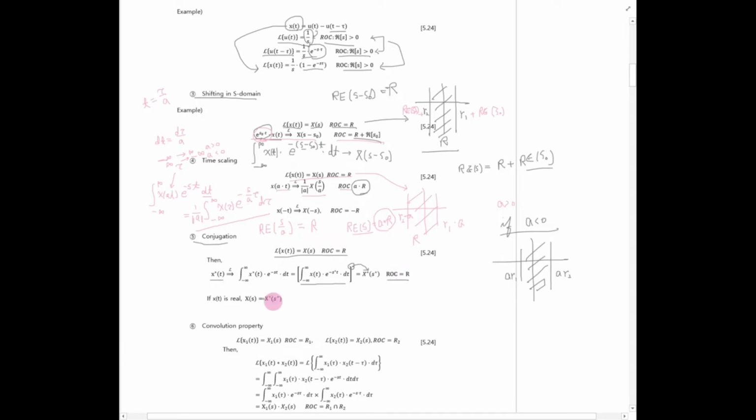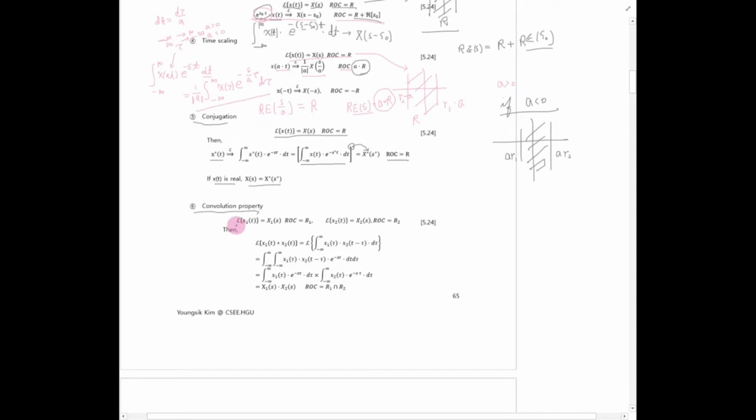What if x is real? It means that the conjugate of x of t equals x of t. Then it should be the same, like that. So it says that x of s equals x conjugate of s conjugate. So this is satisfied when x of t is a real signal. The next property is convolution.